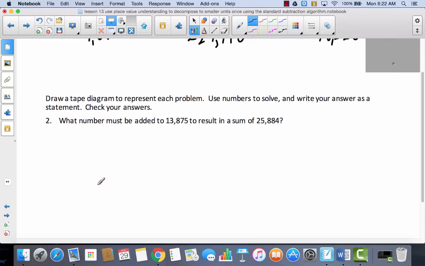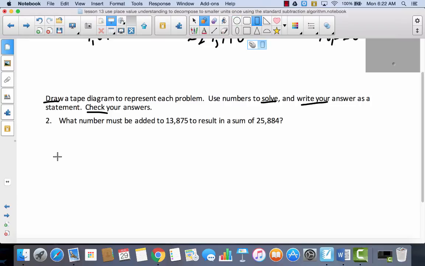All right, so let's take a look at this application problem. It says draw a tape diagram to represent each problem. So actually this is not an application problem, excuse me. Draw a tape diagram to represent each problem. Use numbers to solve and write your answer as a statement. Check your answers. Okay, so we have a few things that we have to do. We have to draw a tape diagram, we have to solve, we have to write our answer as a statement, and we have to check our answers. Okay, so we have 4 things to do. So first of all, let's draw our tape diagram.